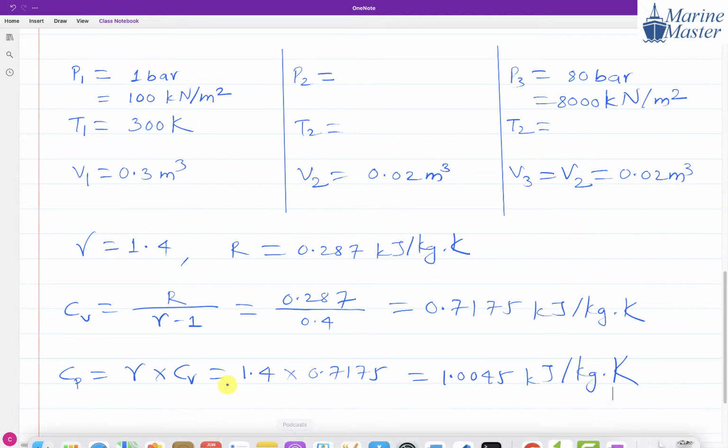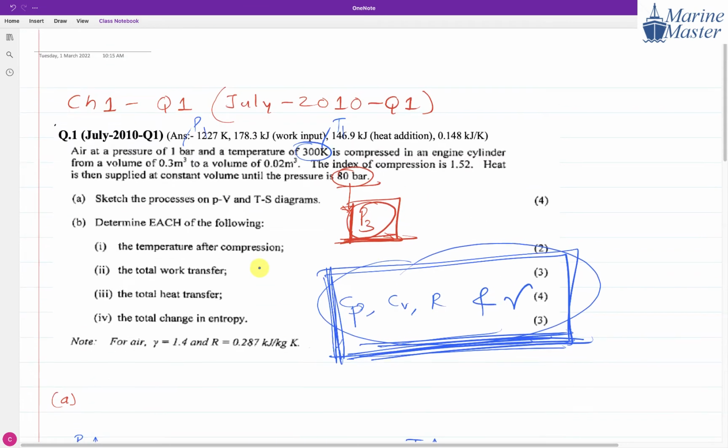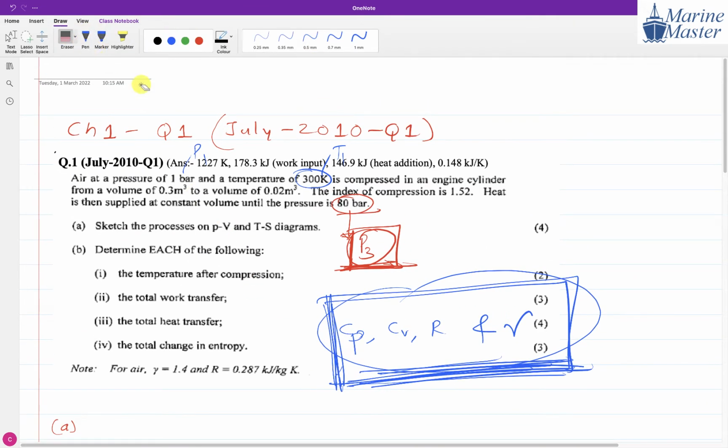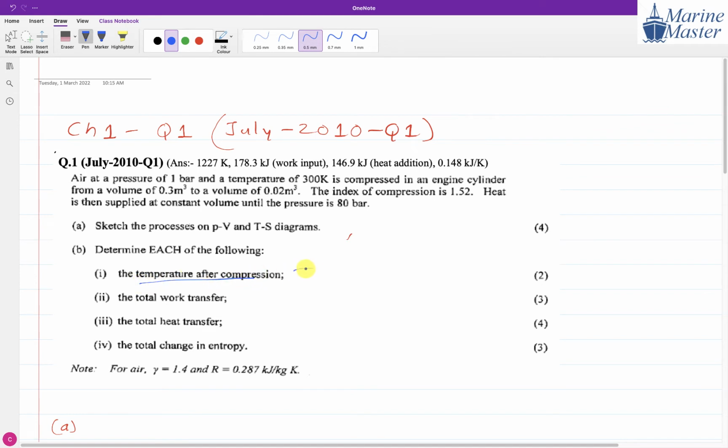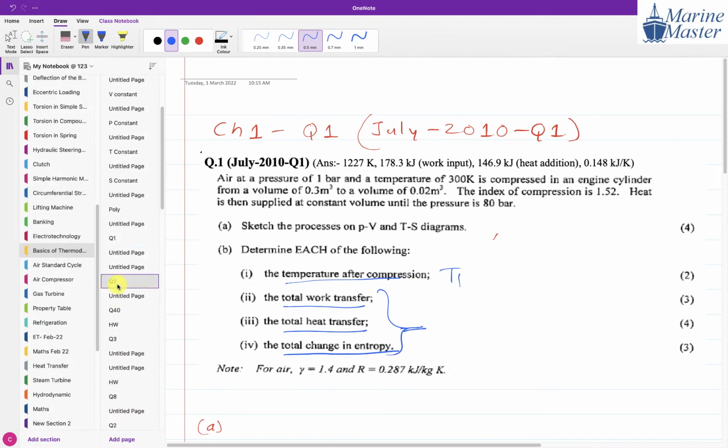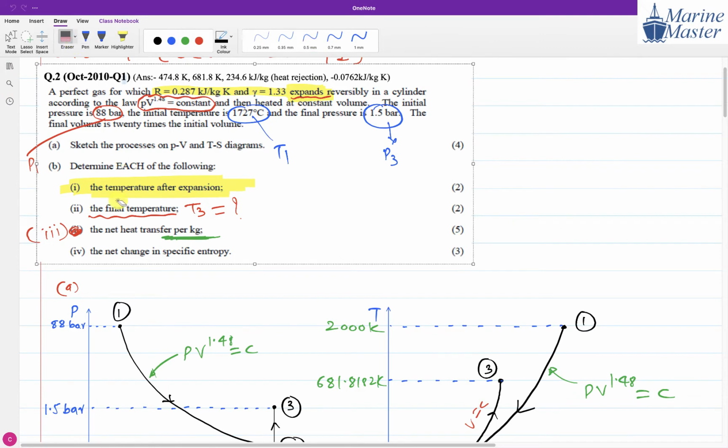Now try to see the scenario here, what we have to do and how we are going to approach further. This is the standard practice we generally follow in every numerical. See what they are asking us in the first part: temperature after compression, T1, total work transfer, total heat transfer, total change in entropy. Whenever they ask such things, they are not asking on a per kg basis. See this question that we are going to do next.